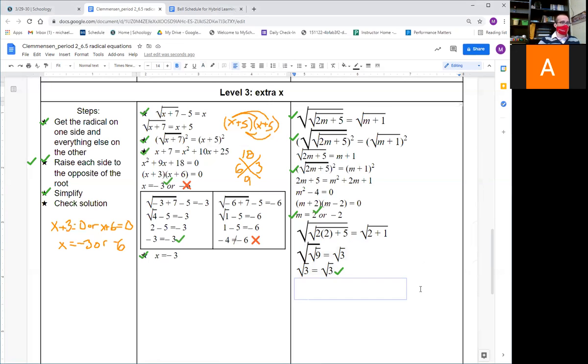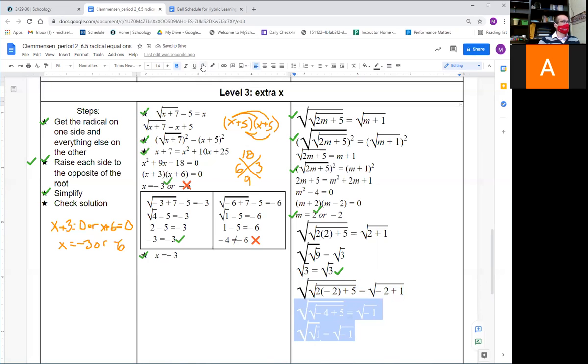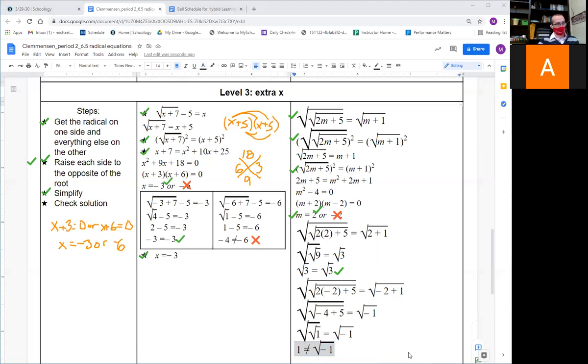So we'll try the other one now. Plug it in again. Do some simplifying. Final answer of this one right here. Since these don't match, only one of these was the correct solution, and negative 2 did not work. Because 1 does not equal the square root of negative 1. So that's our answer right there.